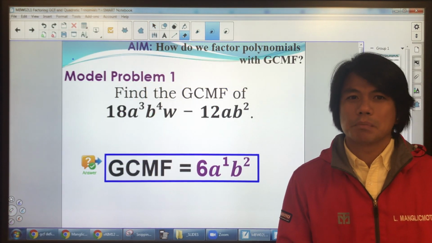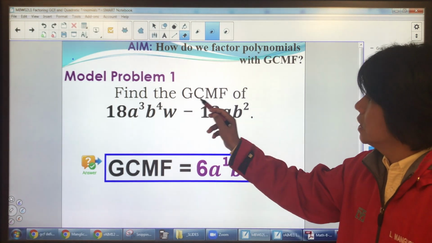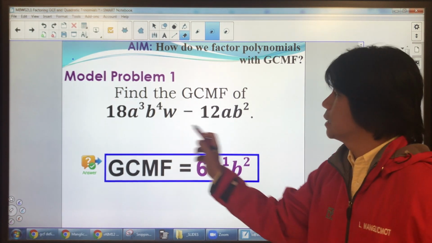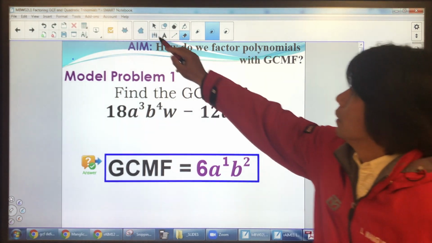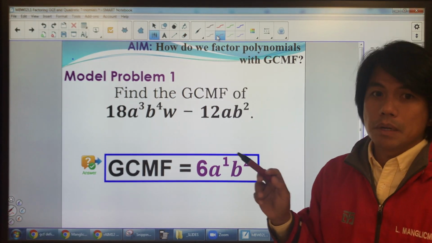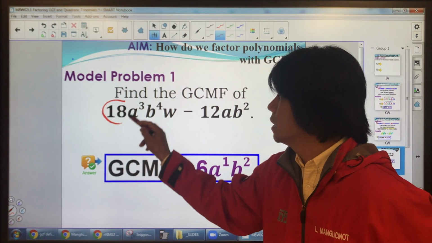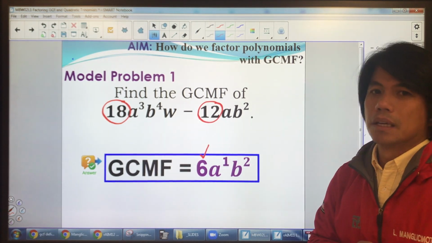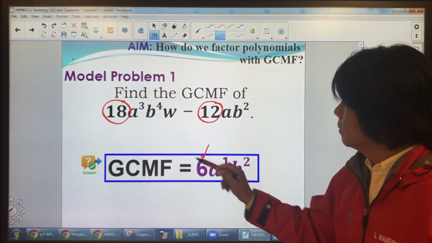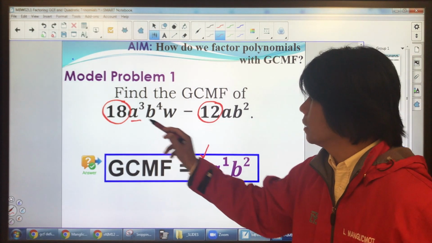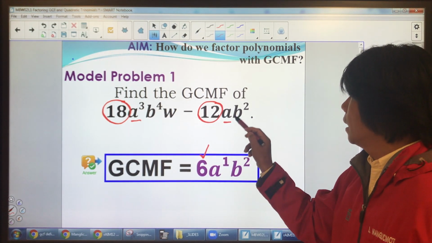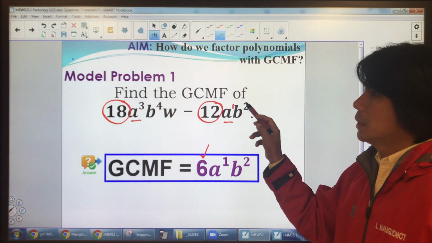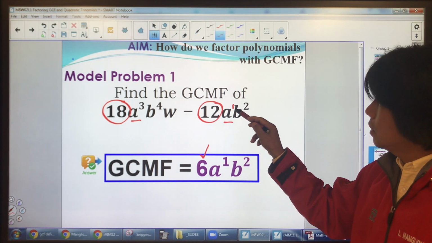Now let's have the first sample problem. It says find the GCMF of this binomial. Now, remember from your intro activity, the GCF of 18 and 12 is 6, right? How about the variable A? This is A to the third, A to the first. We take the one that has a smaller exponent.